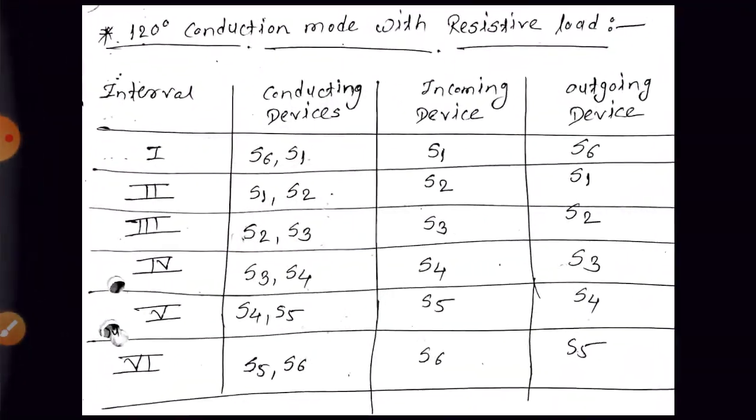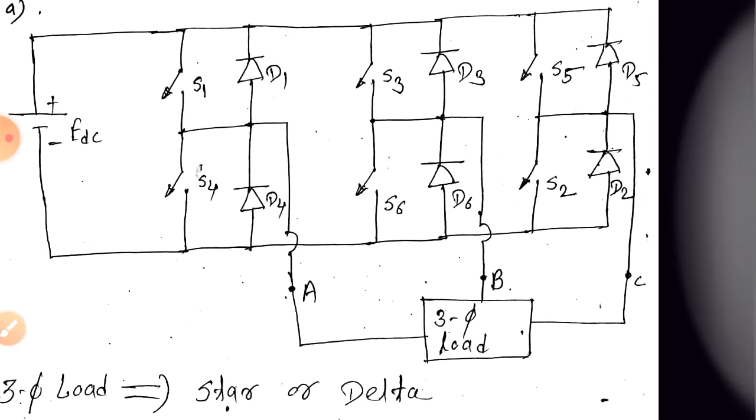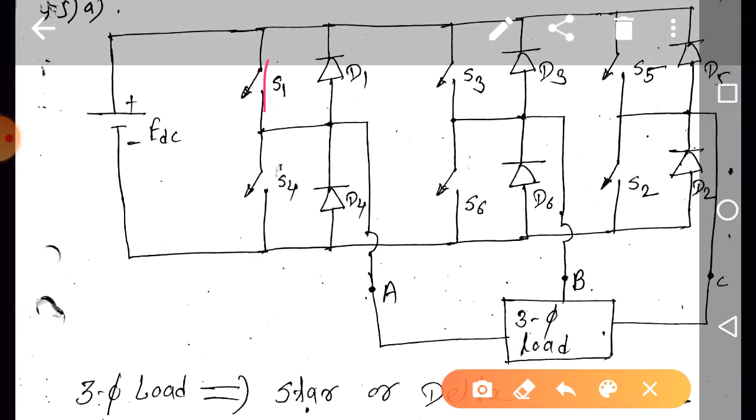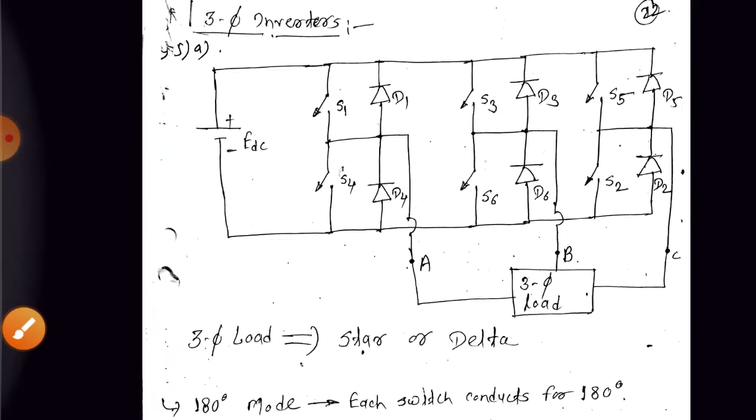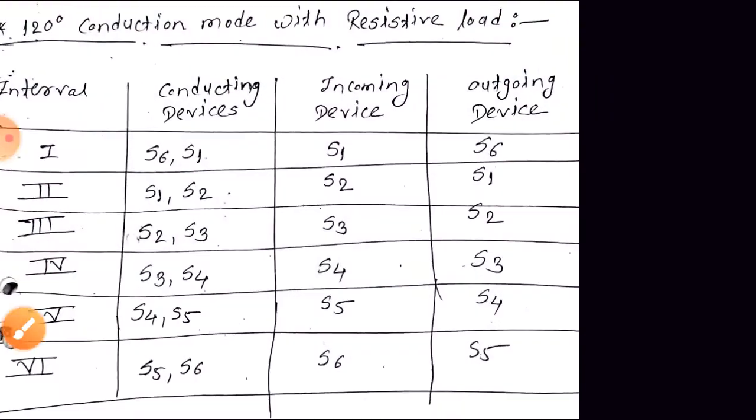So when S1 and S2 are in the on state, can we check? During the second interval, where is phase A connected? Phase A of the load is connected through S1 to the positive plate of the EDC. Phase B is neither connected to the positive plate nor the negative plate, which means phase B is open now. What about phase C? Phase C is connected through S2 to the negative plate of the EDC. So phase A is connected to the positive plate, phase C is connected to the negative plate, and phase B is open circuit.